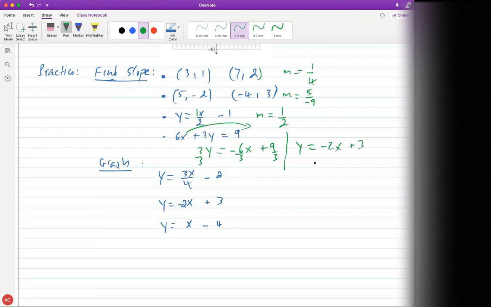What is the slope now? From this equation, we can easily read the slope. What is it? It's right here, negative 2. Negative 2, or negative 2 over 1 if you want to graph it. But it's the same thing.